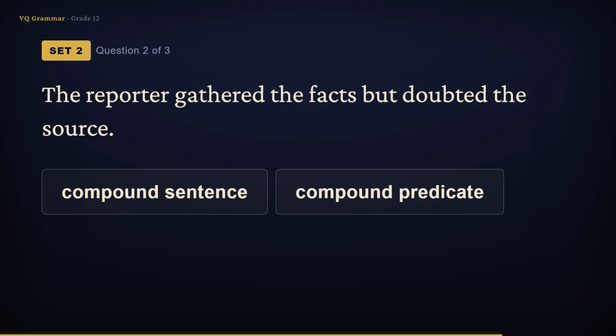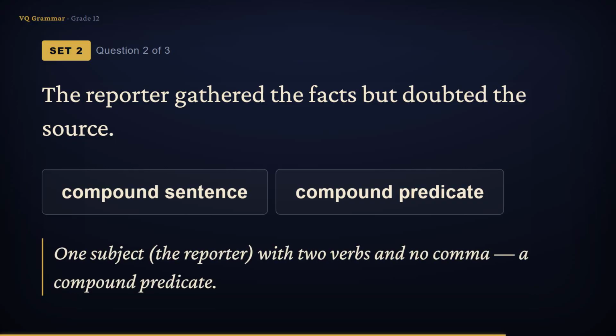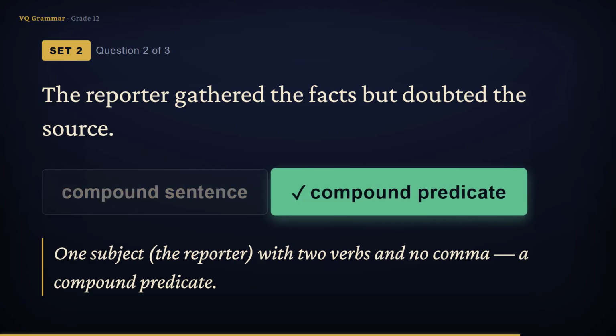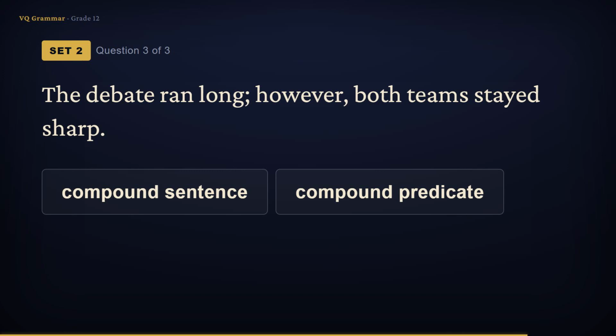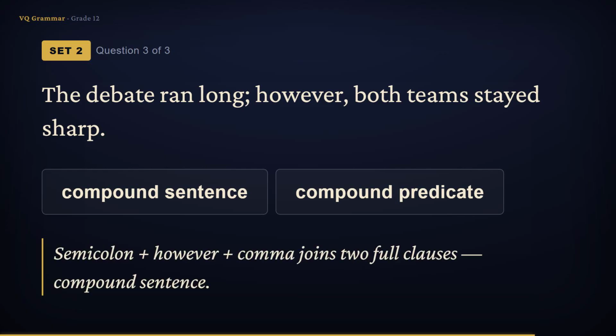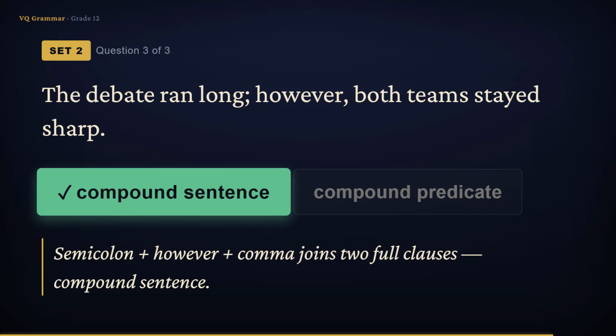"The reporter gathered the facts but doubted the source." Cover the "but." "Gathered the facts" has a subject, the reporter, but "doubted the source" has no subject of its own. It's one reporter doing two things. So this is a compound predicate, and the sentence stays simple. "The debate ran long; however, both teams stayed sharp." There's the third pattern, a semicolon, then "however," then a comma. "The debate ran long" stands alone. "Both teams stayed sharp" stands alone. Two full clauses joined that way make this a compound sentence.